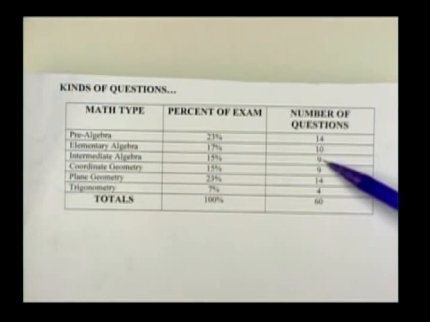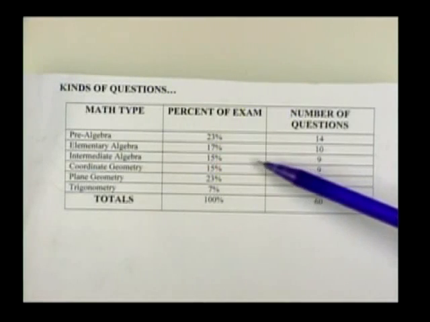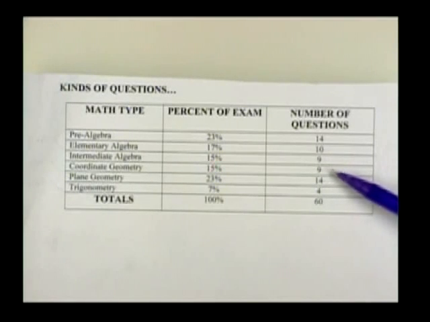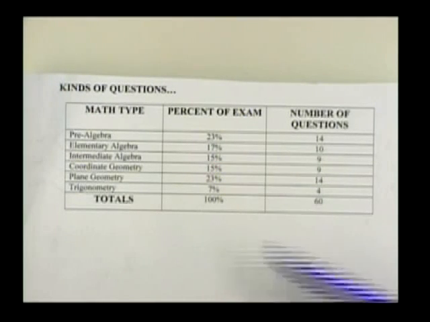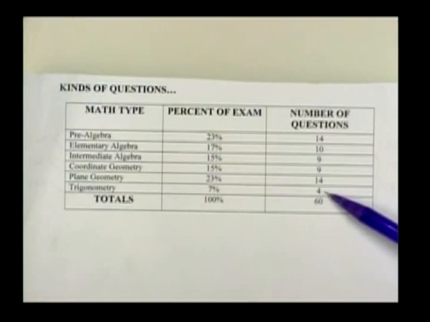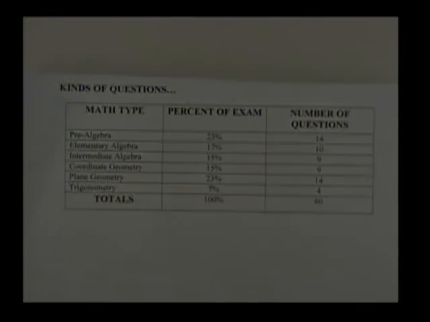Intermediate algebra, there are 9 problems out of 60, approximately 15%. There are 9 problems from coordinate geometry, that's 15% of the exam. In plane geometry, you can see the emphasis because of the 14 problems out of 60, that's approximately 1/4 of the exam is on plane geometry. Trigonometry will always have 4 problems or approximately 7% of the exam.